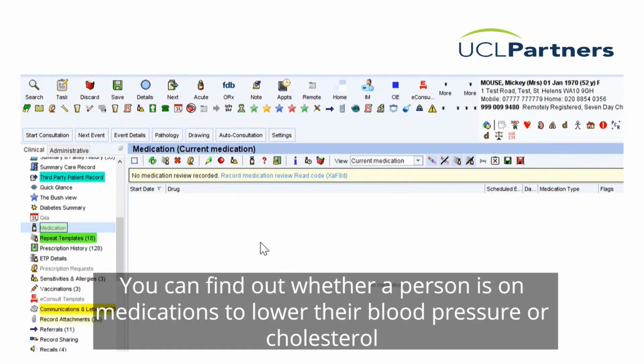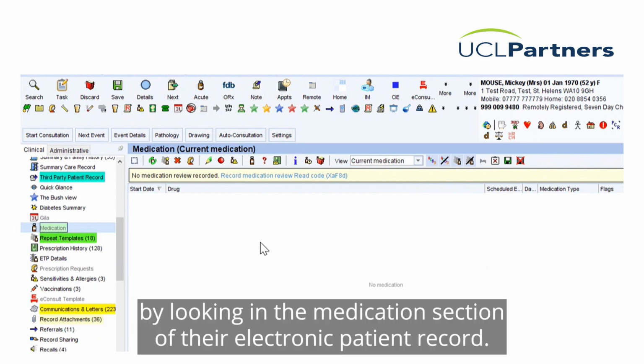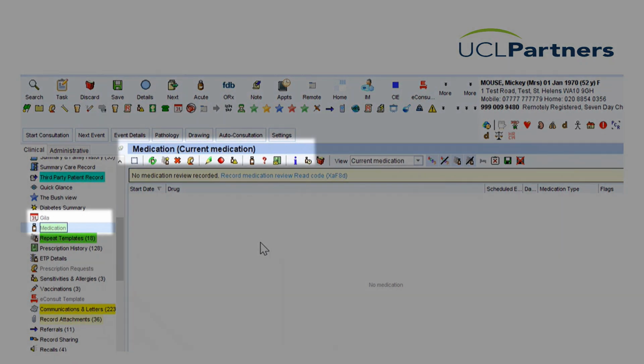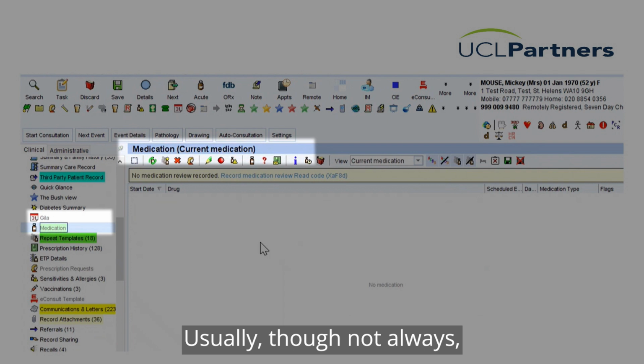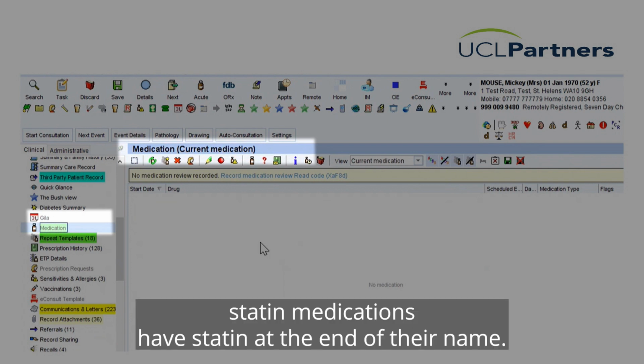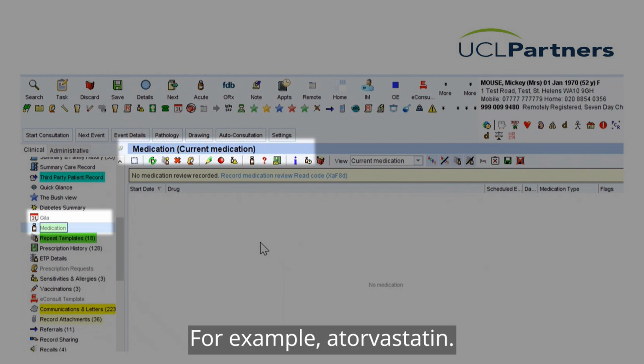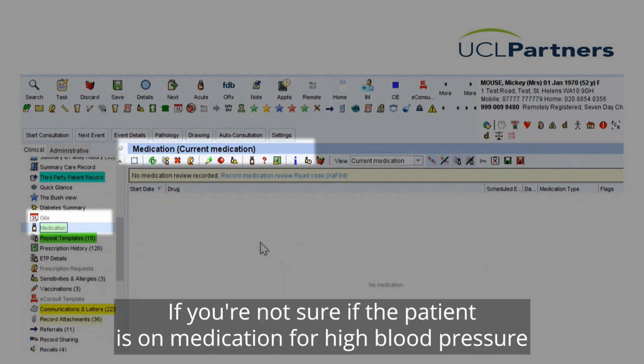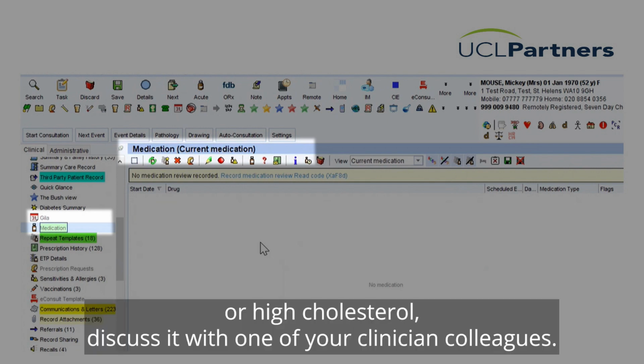You can find out whether a person is on medications to lower their blood pressure or cholesterol by looking in the medications section of their electronic patient record. Usually, though not always, statin medications have statin at the end of their name, for example, atorvastatin. Medications for high blood pressure have a variety of names. If you're not sure if the patient is on medication for high blood pressure or high cholesterol, discuss it with one of your clinician colleagues.